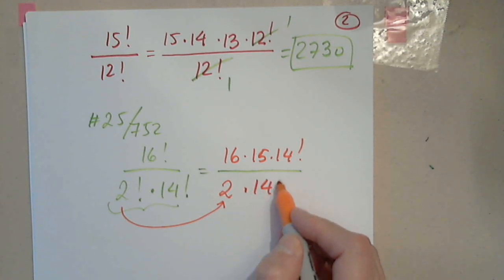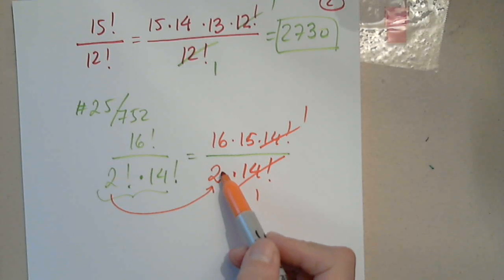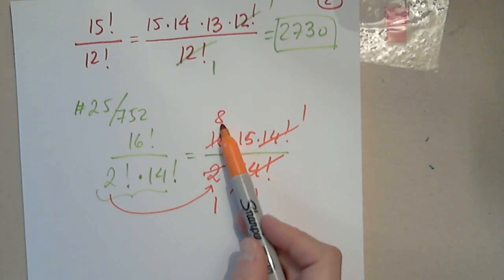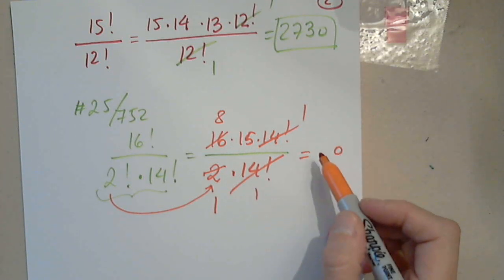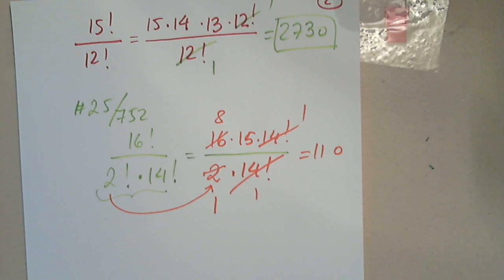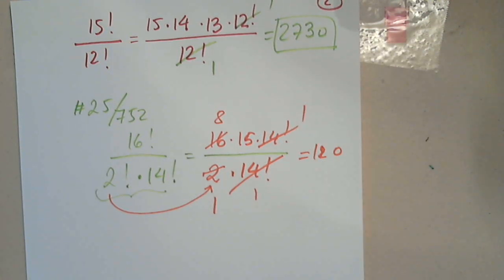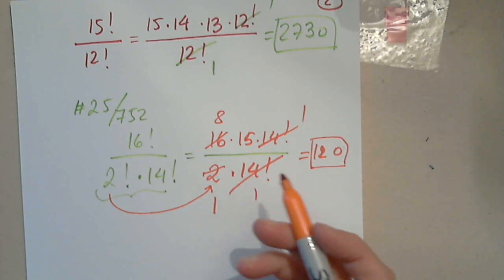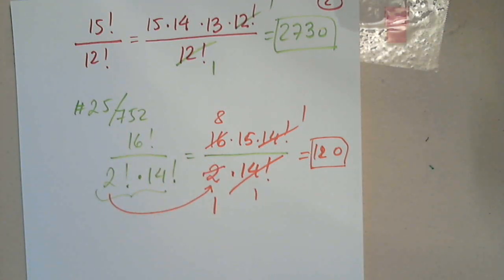Perfect. Times 14 factorial, and of course, I make my life as easy as possible if I can. I simplify by 2, and the answer will be 8 times 15. I think it's 110. 120. Yes, 120. Can I put this in the graphing calculator? Yes, I can. From the very beginning, if the numbers are not too big, the calculator will give us the answer and it has to be the same.